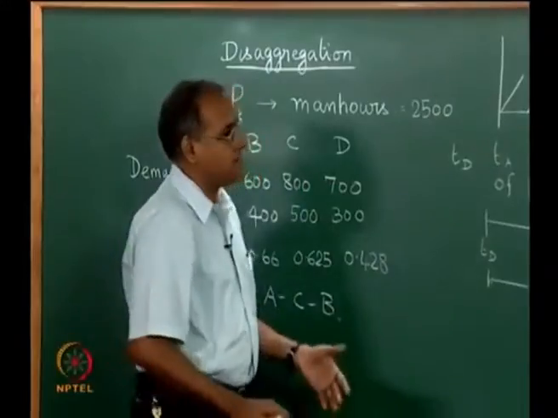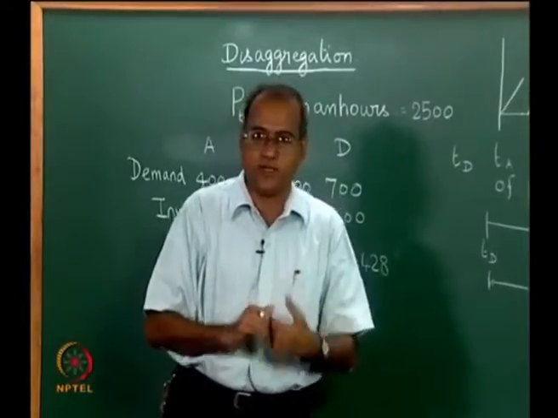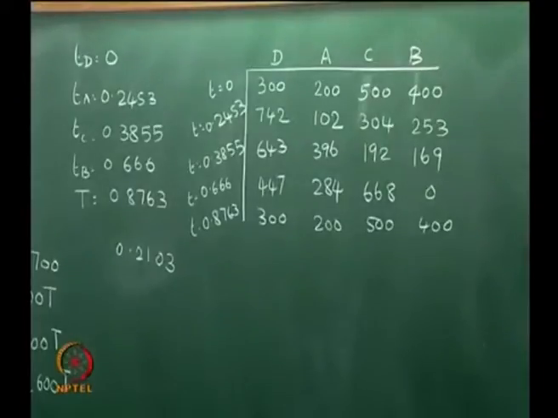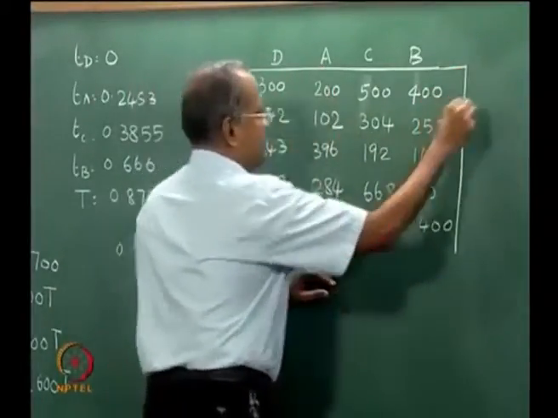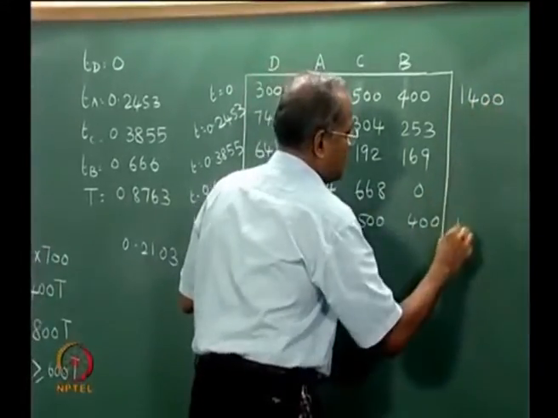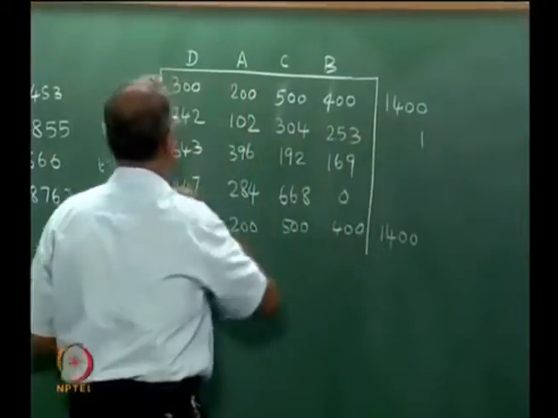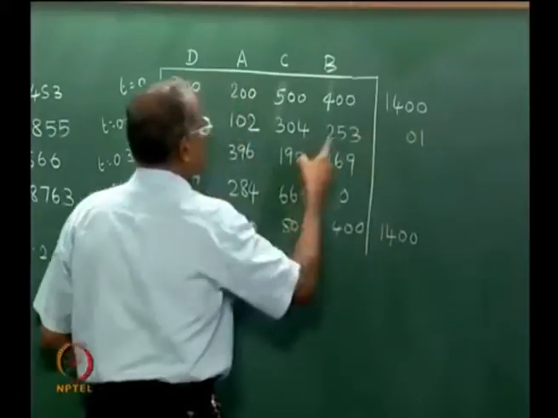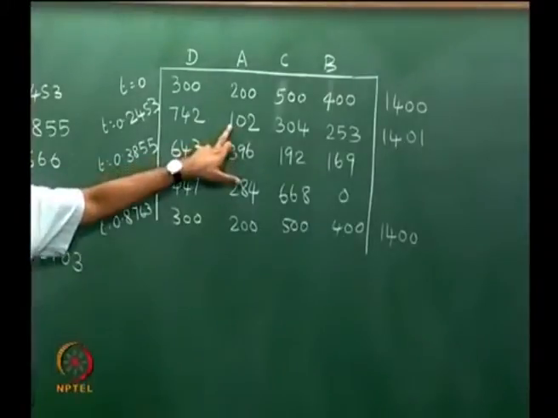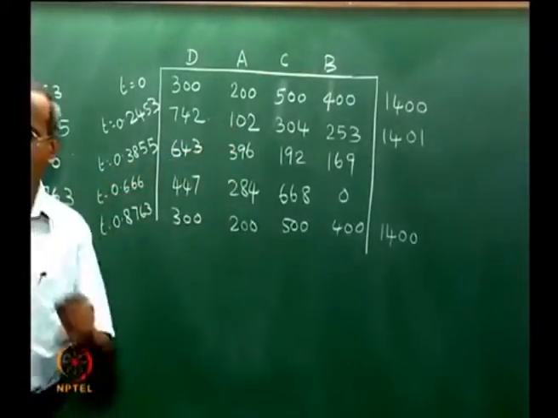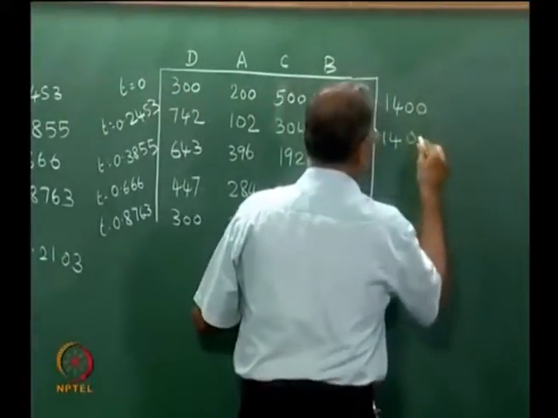So if we take a cycle of 0.8763, we have produced 2500, we have consumed 2500. So inventories will stay as they are. Now we also observe that the total inventory at this point is 5 plus 1400. This is also 1400. If we add these 2 plus 2, 4 plus 4, 8 plus 3, 11, 5 plus 5, 10, 3, 6, 7 plus 7, 14. This should actually be 1400, but it has become 1401 because of rounding off. So we could take this also as 1400.